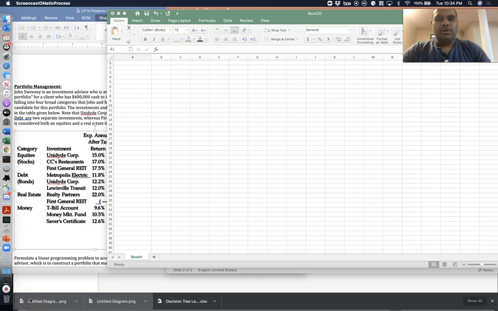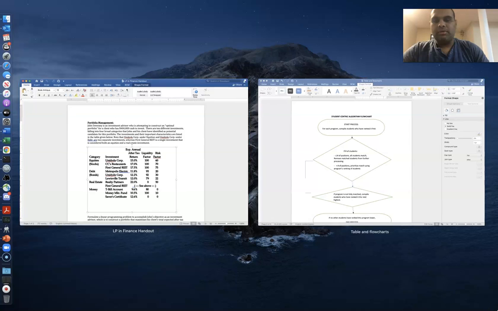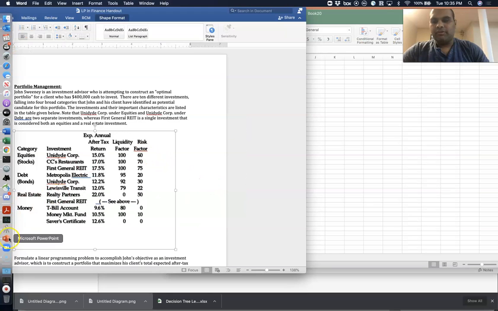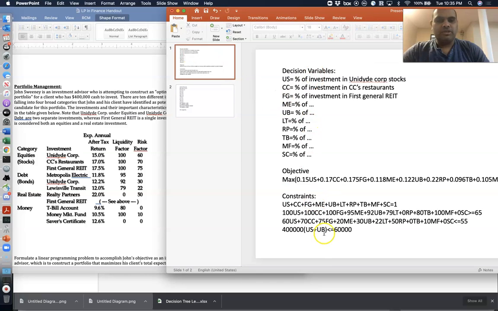Okay, so welcome to this video where we're going to be solving the portfolio management problem which we formulated in the previous video. We wrote the decision variables, the objective function, and constraints. We're going to take this and put it into Excel and solve it. So that's the plan for this video.